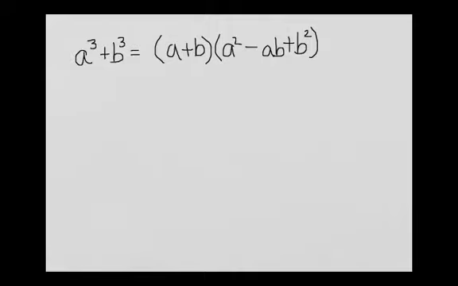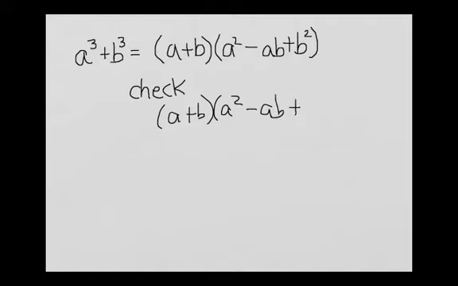Here we have the formula for factoring a sum of cubes. A cubed plus B cubed equals A plus B times A squared minus AB plus B squared. So let's first check this to see that when we multiply the binomial A plus B times the trinomial A squared minus AB plus B squared, we really do get A cubed plus B cubed.